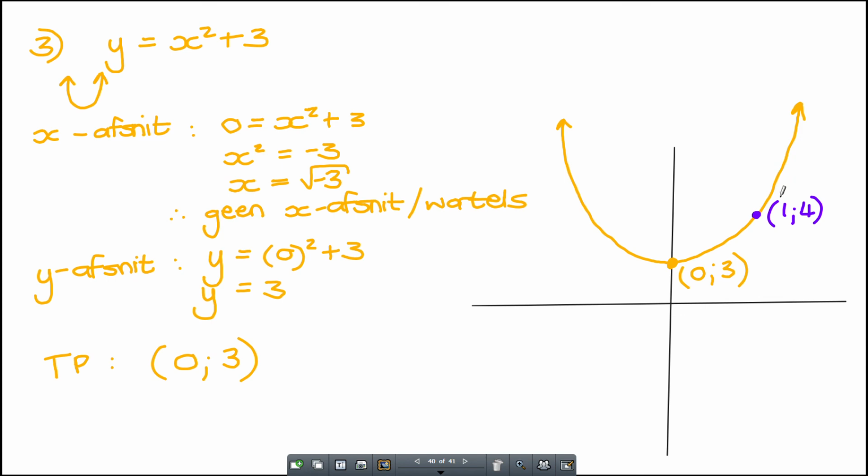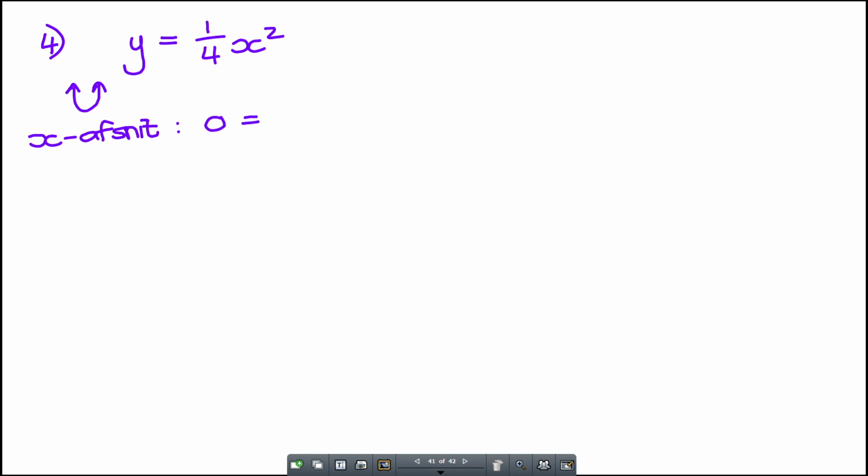Who is still writing down? Okay, now you sit. Equation quickly. Okay, right, so a quarter is still positive, so a smiley face graph. X-intercept. Then we make y 0. So 0 is equal to a quarter x squared.